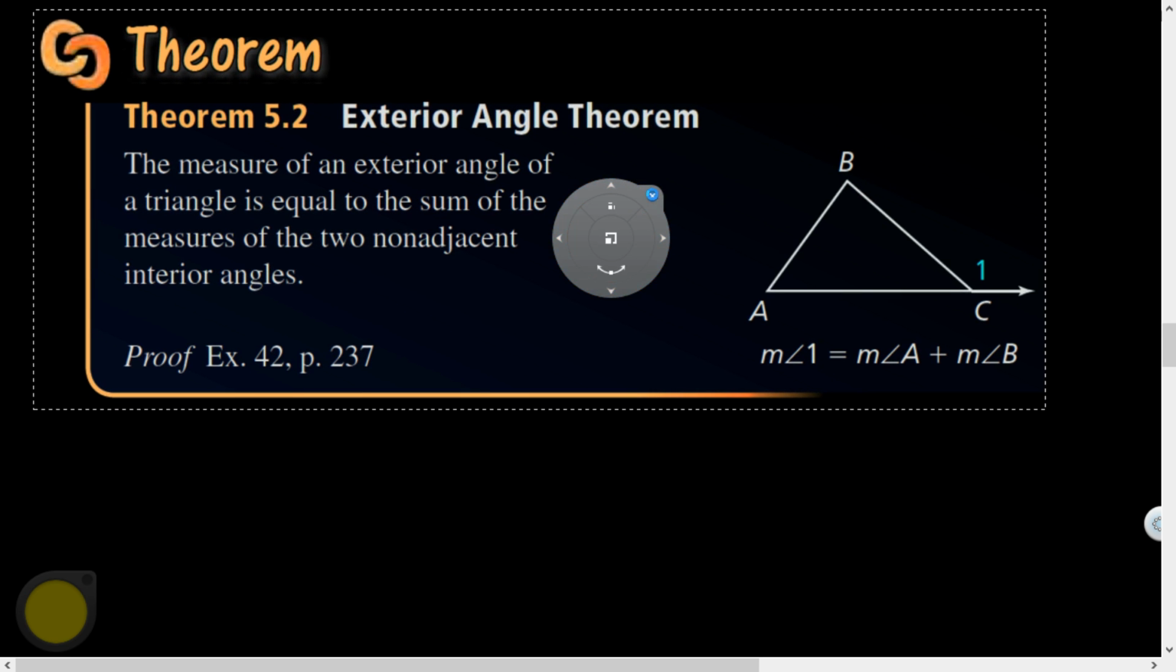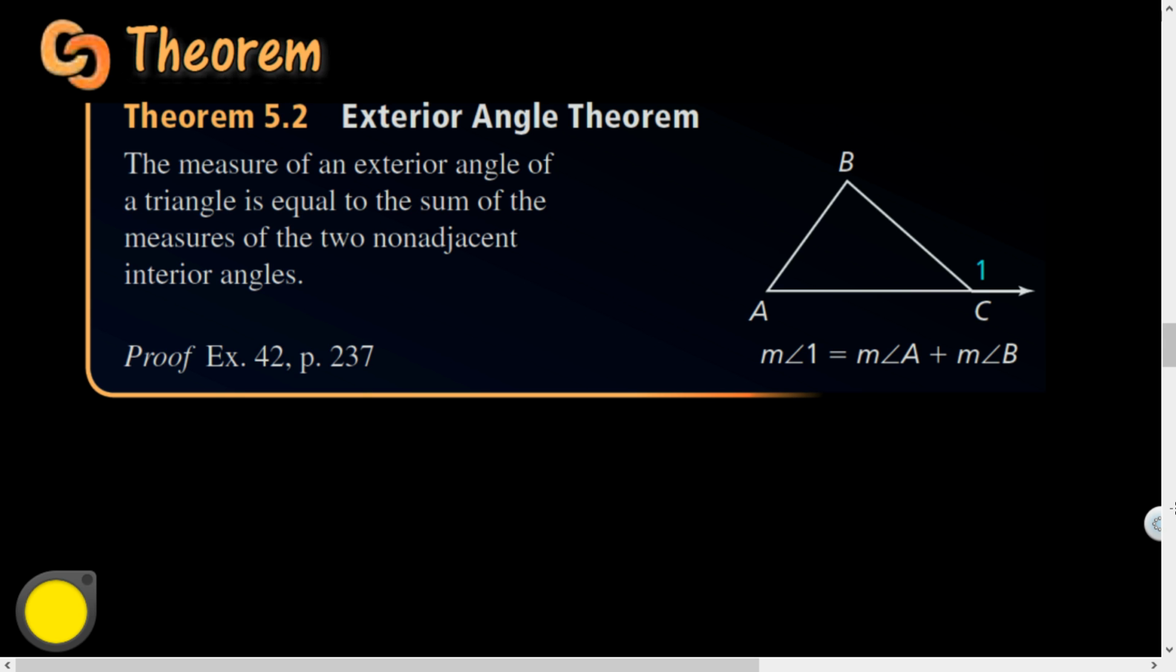All right, and now here's another theorem coming at you, which I abbreviate as EAT. The exterior angles theorem. The measure of an exterior angle, here's angle 1, is equal to the sum of the measures of the 2 non-adjacent interior angles. So this angle right here is adjacent to angle 1. Adjacent angles have the same vertex and share a side. Okay? The non-adjacent angles would be the far away angles. And this is claiming that angle 1 is equal to the sum of those 2 angles.